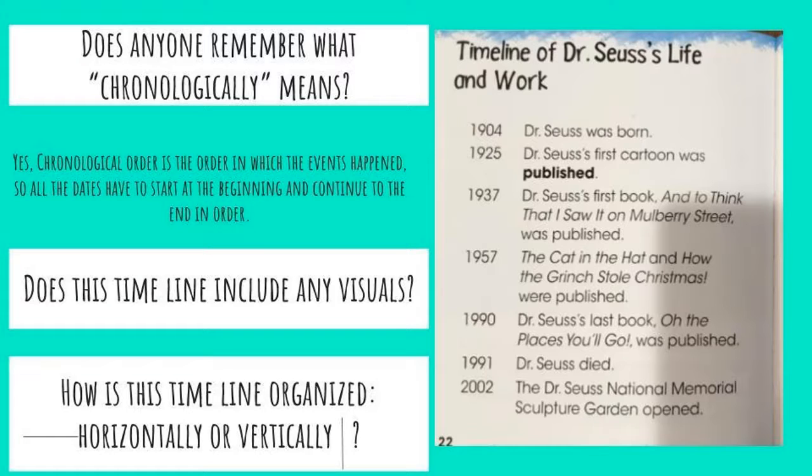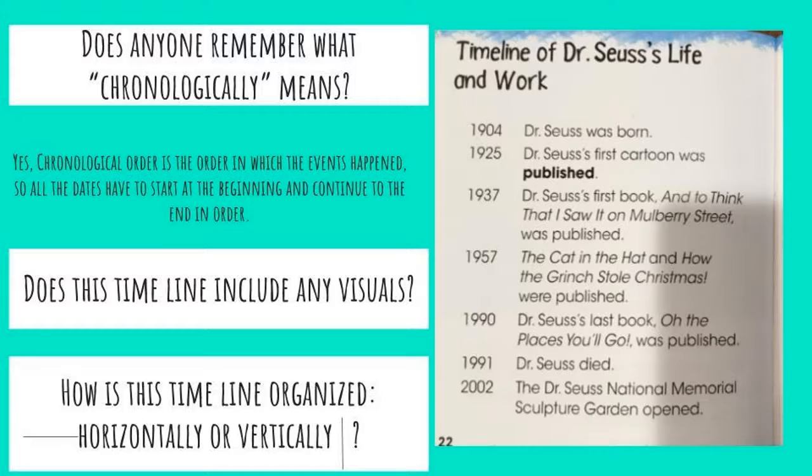Now, if we take a look to the right, does this timeline include any visuals? Remember, the word visuals refers to pictures or images or photographs. So take a look on the right. Do we have any of those? What do you think? Yes or no? If you said no, you are right.